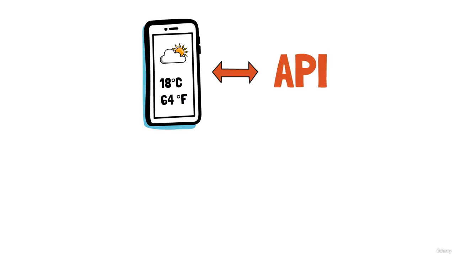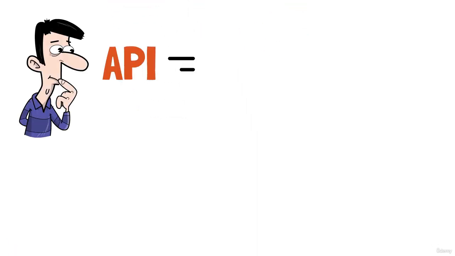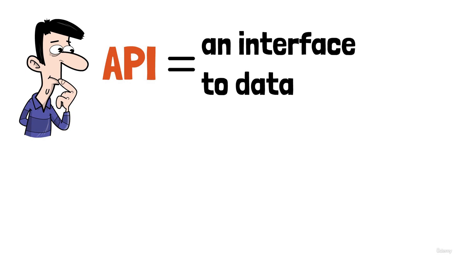For example, any weather app on your phone talks to an API to get the latest weather forecast. Probably there are only 2 or 3 APIs that provide weather data, but thousands of weather apps that use those APIs. So remember this, an API is an interface to some data stored somewhere remotely on a different server.